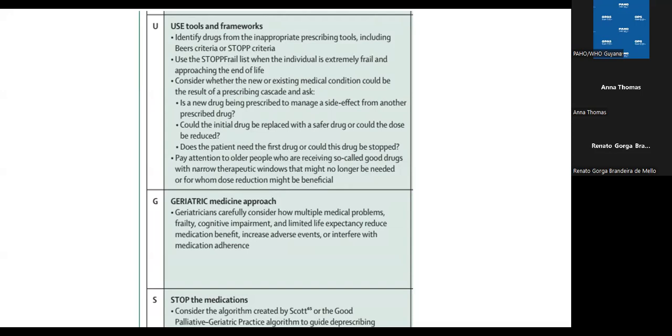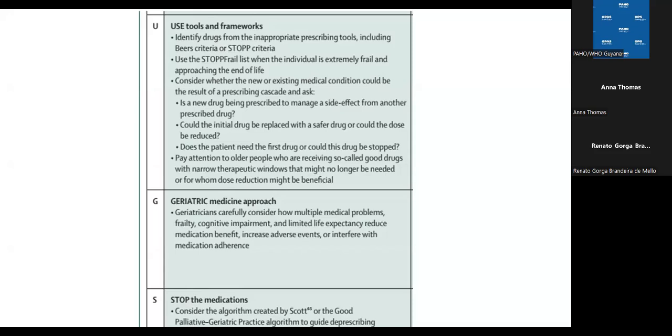Consider whether the new or existing medical condition could be the result of a prescribing cascade and ask, is a new drug being prescribed to manage a side effect from another prescribed drug? Could the initial drug be replaced with a safer drug, or could the dose be reduced? Does the patient need the first drug, or could this drug be stopped? These are very important questions to avoid a prescribing cascade.